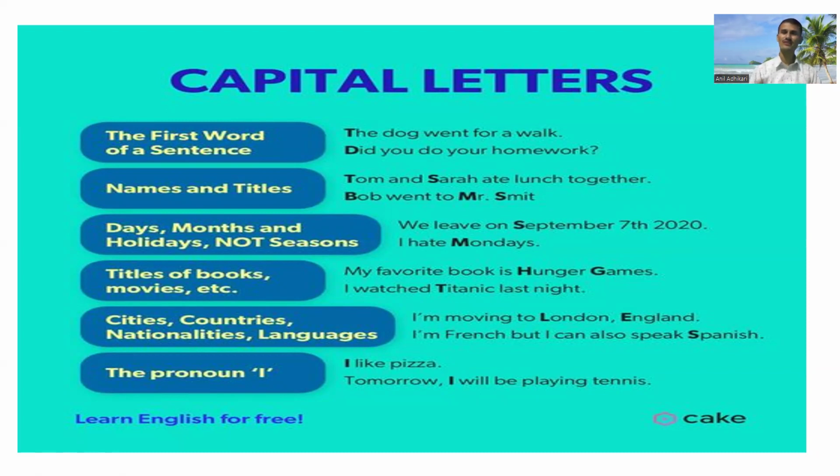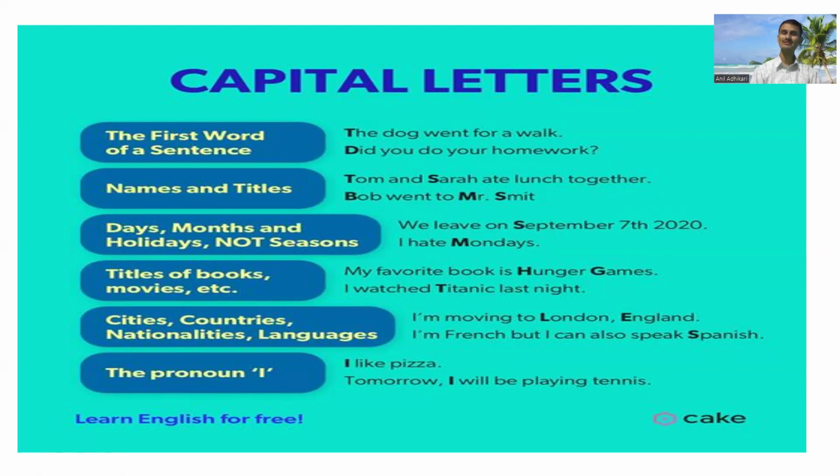Okay, similarly, another point of using capital letters in English. Days. There are 7 days. Don't forget, all the days' first letter is in capital form. Similarly, months, 12 months are there. And holidays, always use capital, like you can see here, September, Mondays. Similarly, titles of books, movies, etc., like Hunger Games, Titanic, you can see here in the example, these are in capital form. And similarly, cities, countries, nationalities, languages also are in capital form.